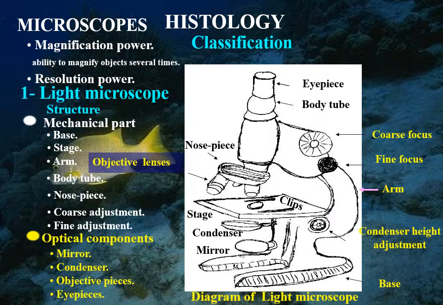The eye pieces found near the eye. They are of different magnifying powers, but the most common eyepiece used is of 10 magnification. The total magnification of the examined object equals the power of the eyepiece multiplied with the power of the objective piece.